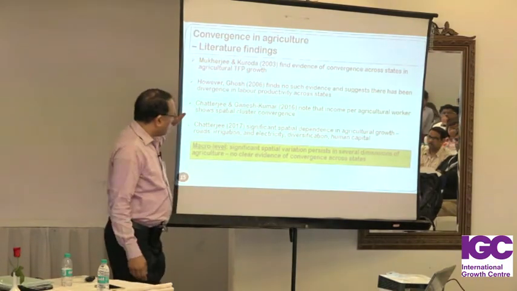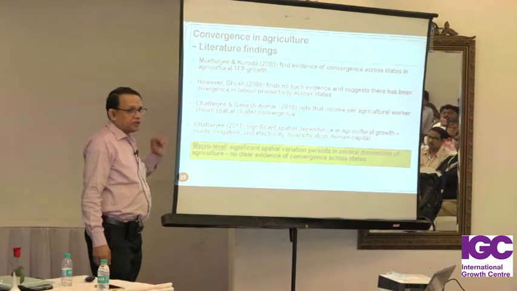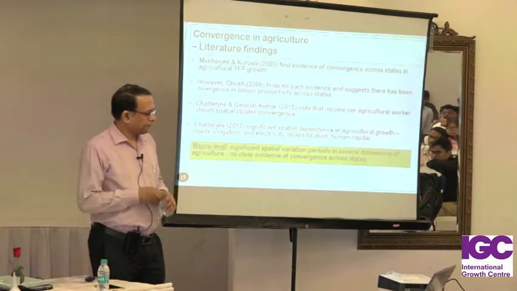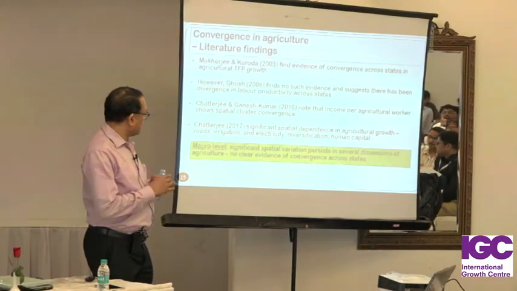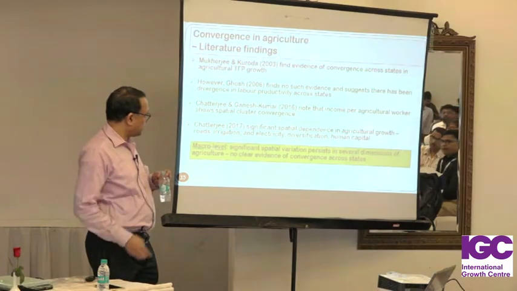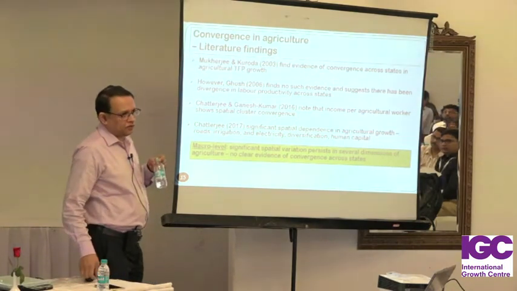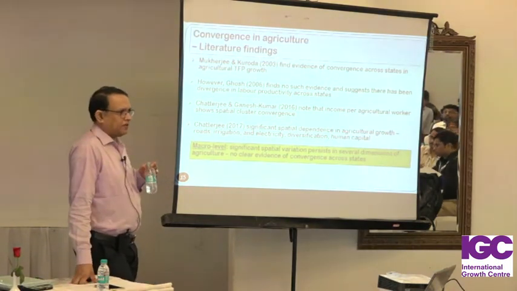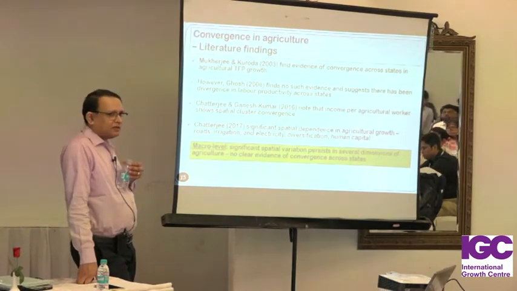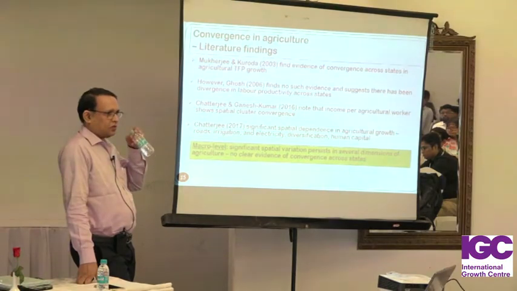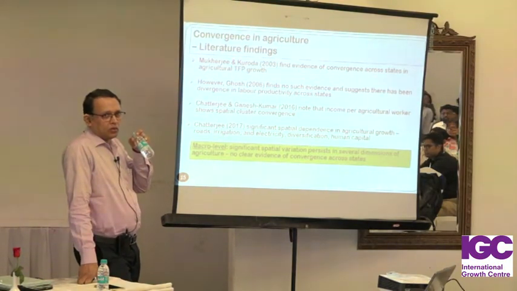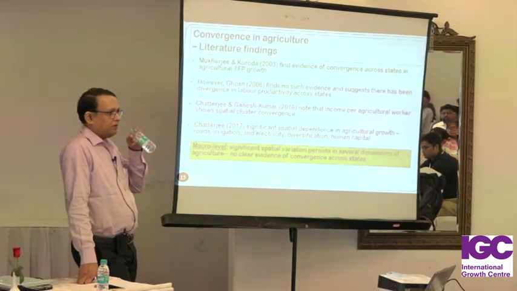The bottom line that comes out from this literature is that there is significant spatial variation. It is persisting in several dimensions of agriculture, and we actually don't find clear-cut evidence of convergence across states. In some variables convergence, in some not so much, and so on. Cluster convergence is possibly more prominent.